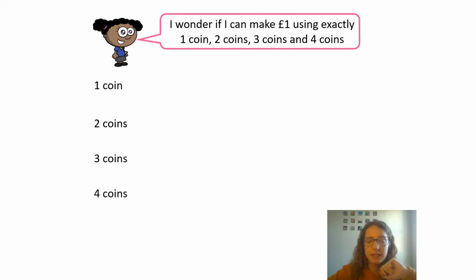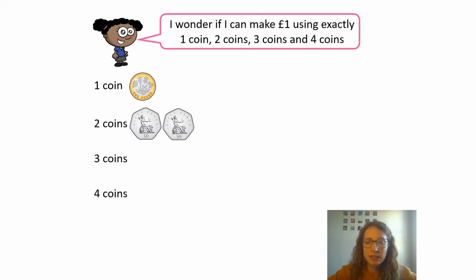Okay, let's have a look. So £1, 1 coin, she would have to use the £1 coin. Okay, what about the 2 coins? Okay, so we know this one because it's come up already, 2 50p coins. It's getting a bit trickier now.